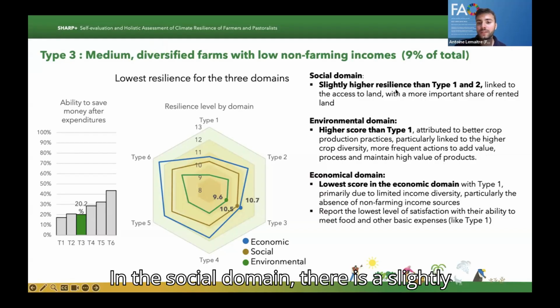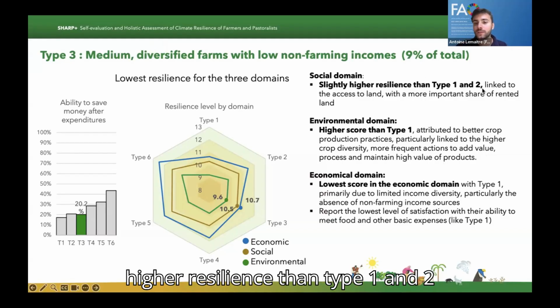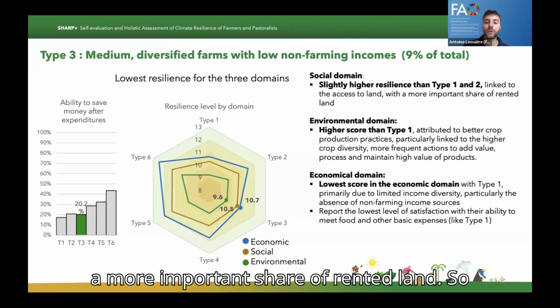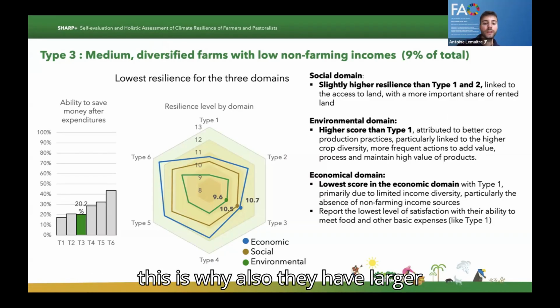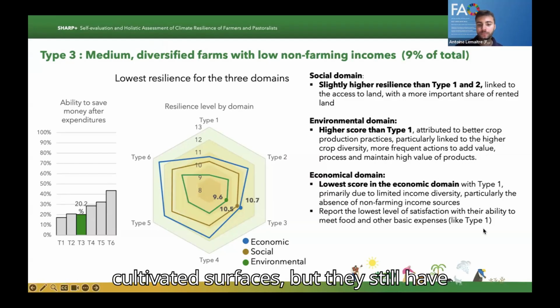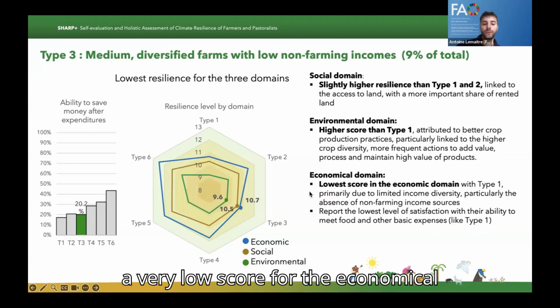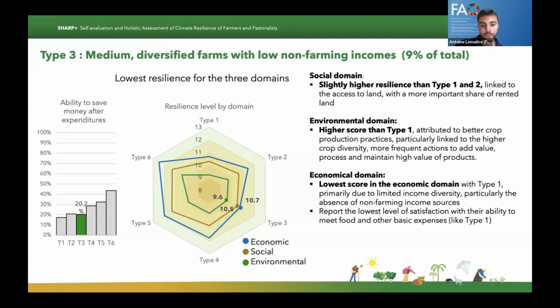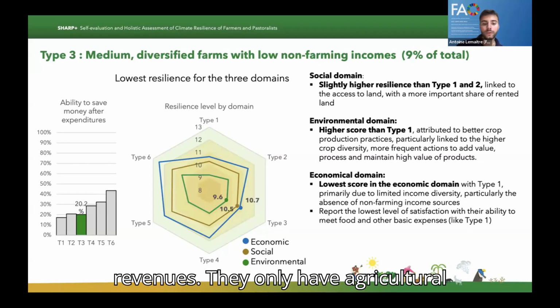In the social domain, there is a slightly higher resilience than type 1 and 2, linked to the land access, where there is a more important share of rented land. So this is why they also have larger cultivated surfaces, but they still have a very low score for the economical domain because of the lack of revenues. They only have agricultural revenues.